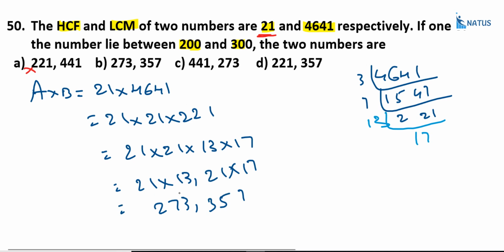One number is lying between 200 and 300, two numbers are there, and 21 is a factor of these two numbers also. So what is the answer? Option B is the correct answer.